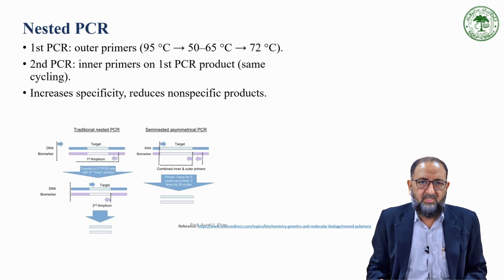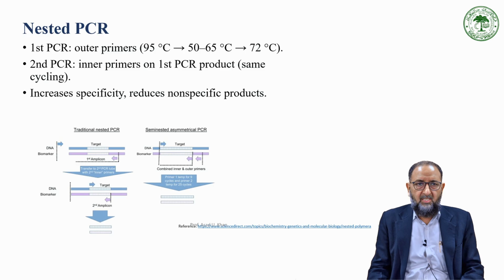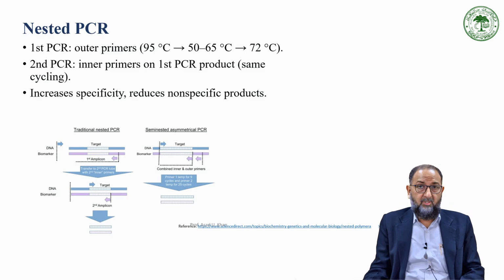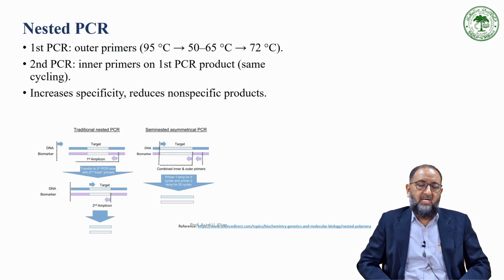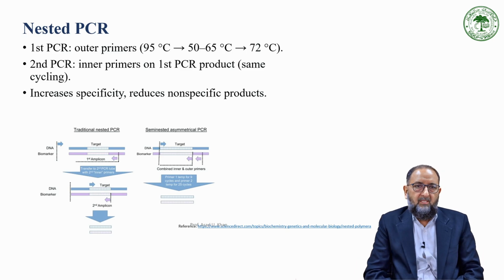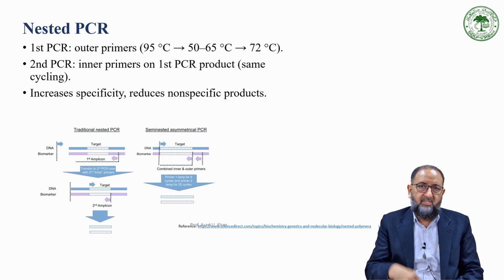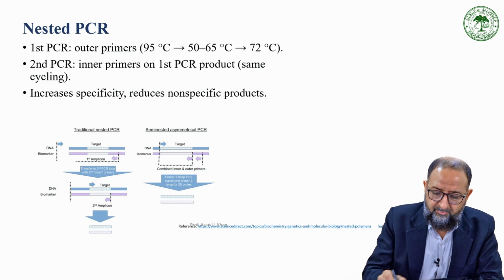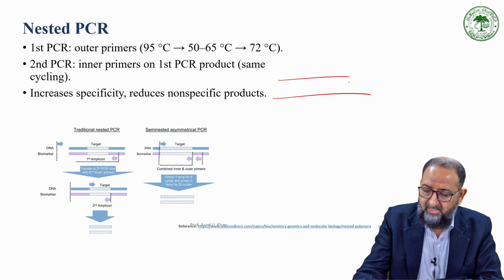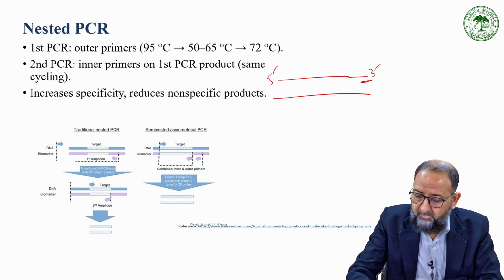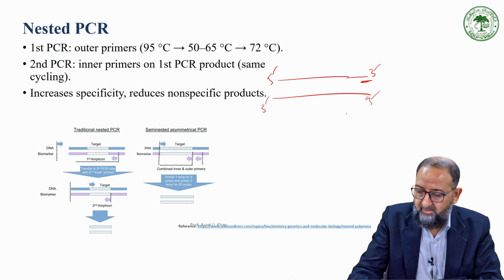Now what is nested PCR? Nested PCR is a very important PCR where you need to maintain the specificity of the PCR. Now generally in PCR, when you run the PCR, say for example, you bind the primer here. So this is the 5' end, this is the 3' end, this is the 3' end, this is the 5' end.